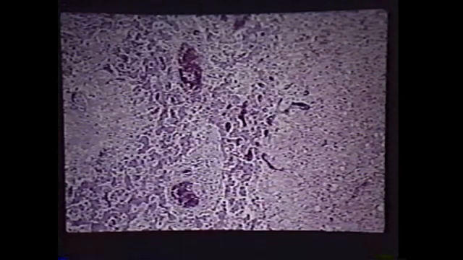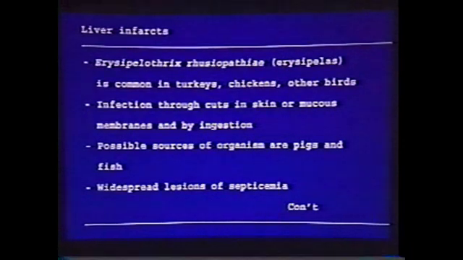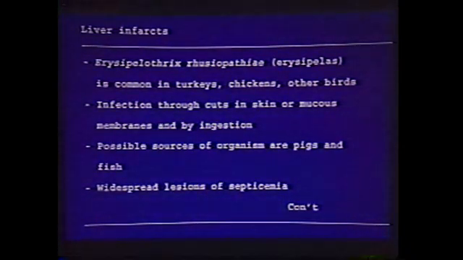Histologically, you can see the areas of necrosis, thrombosed blood vessels with these clusters of bacteria. There's another one. Erysipelas is most common in turkeys and to a lesser extent in chickens and other birds. Also, we see it sometimes in quail. It's caused by the bacteria Erysipelothrix rhusiopathiae.